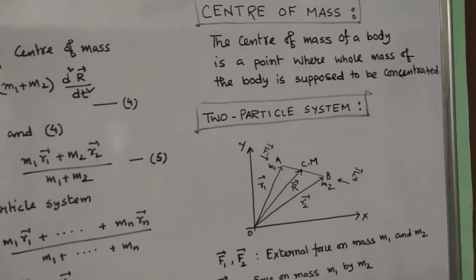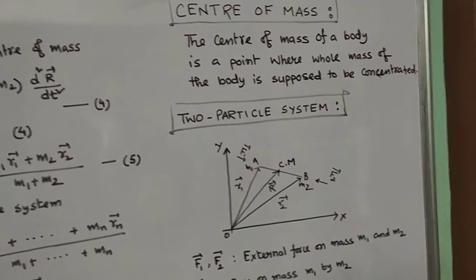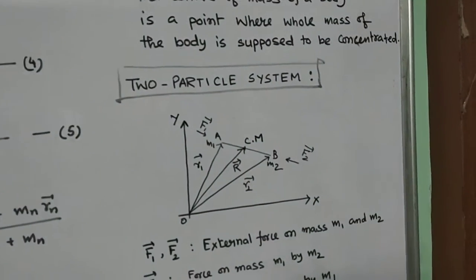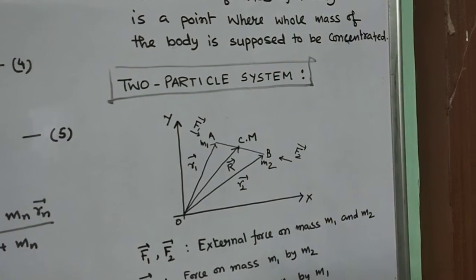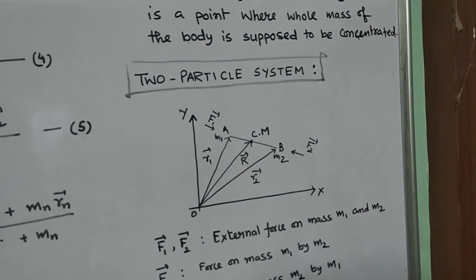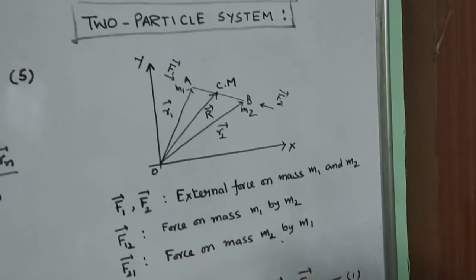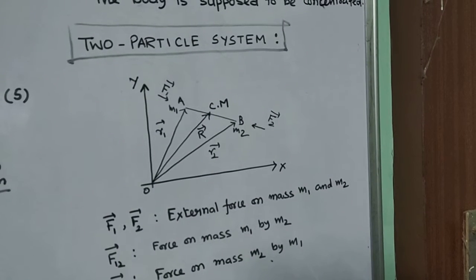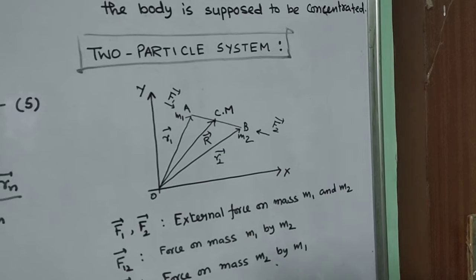So as per the definition, the center of mass of a body is a point where the whole mass of the body is supposed to be concentrated. Now in our topic we will consider a two particle system, meaning a system comprising two particles, and we'll try to find the center of mass. Later on we will go for the n particle system. Let me go for two dimensions, xy. You can consider three dimensions also. So we are trying to define the expression for the center of mass in two dimensions.